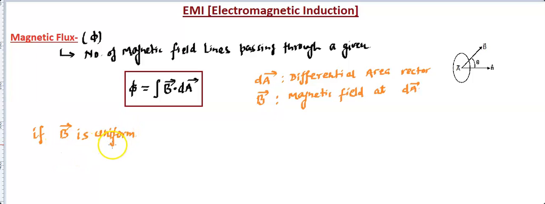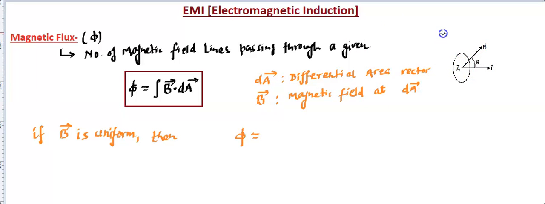So uniform is with respect to the position. So if B is uniform, then how much flux will pass through? You will write the flux phi will be equal to, B is uniform, and we are trying to find it with some area.